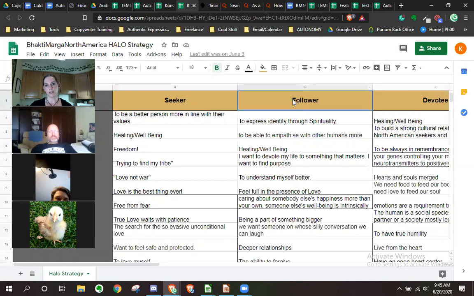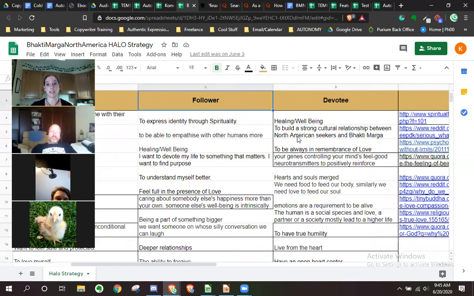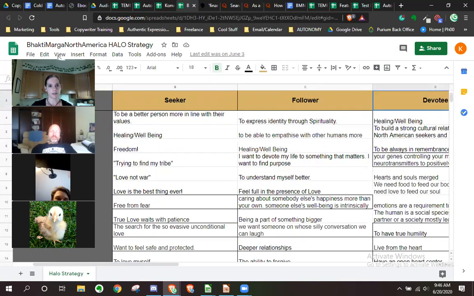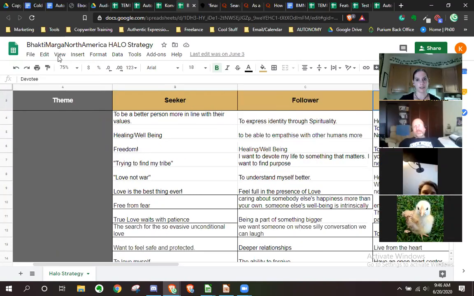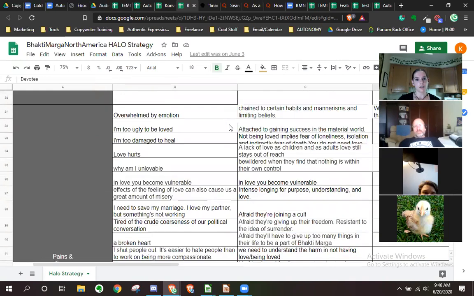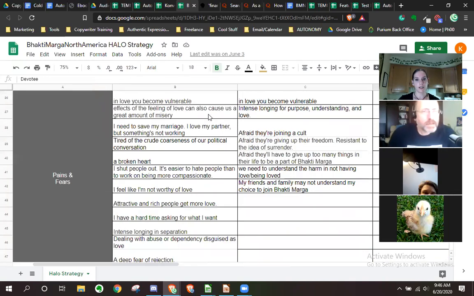You've got a follower who is interested and does know some of Hinduism, but is kind of on the fence, following a little bit, but not there quite yet. And then you've got the devotee, the people who are really devoted to their guru and to the movement. So the hopes and dreams and pains and fears are all going to be different depending on these different regions.